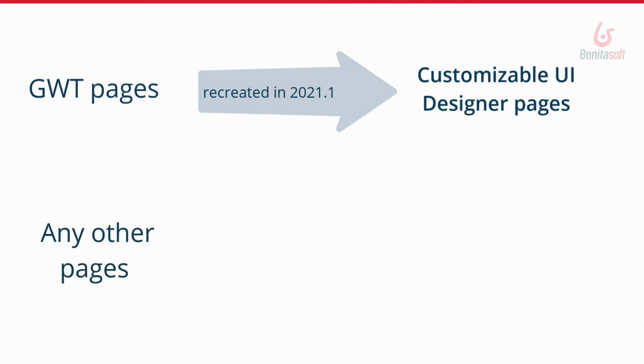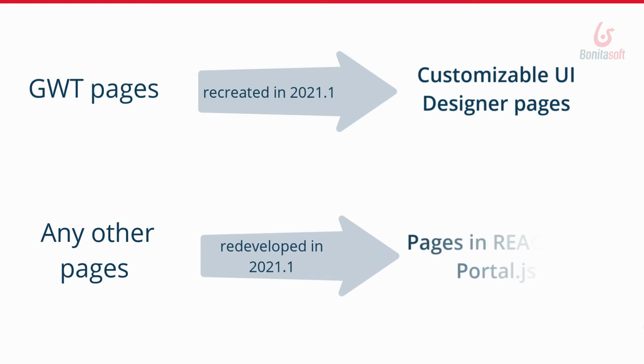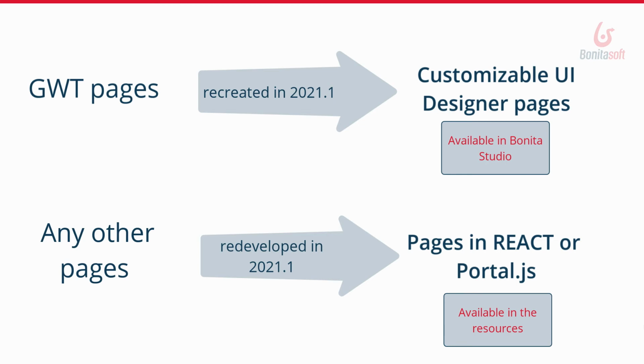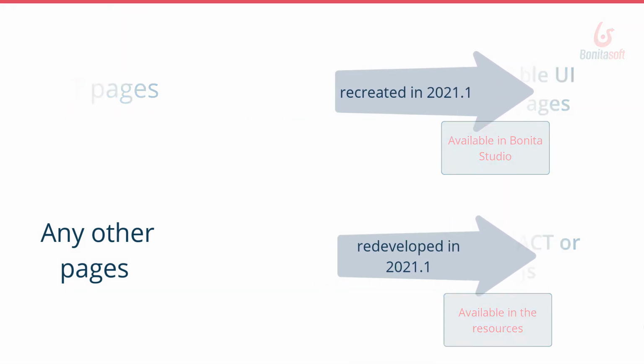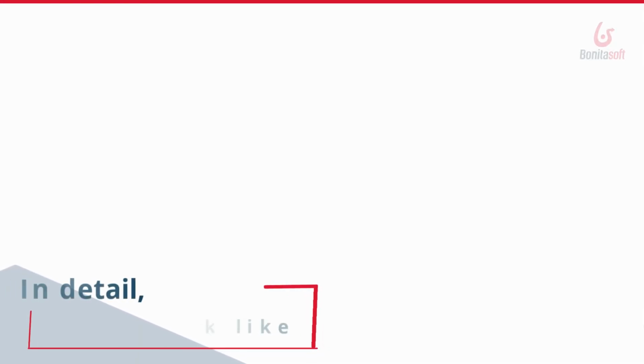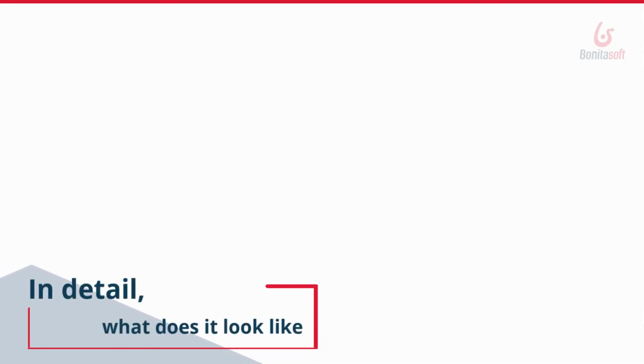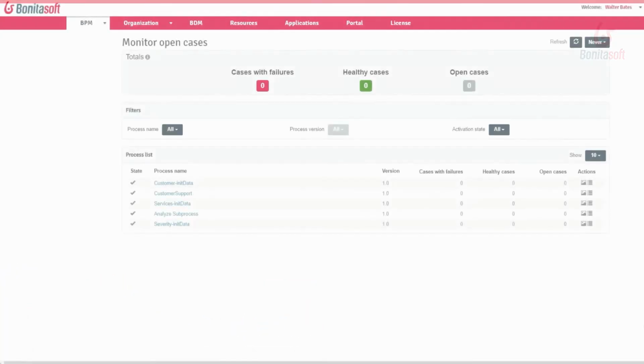Any pages previously created in other ways have been redeveloped in newer technologies like React or Portal.js. These cannot be customized in the UI Designer, and are not available from the project in Bonita Studio, but you can find them in the Resources tab of the application. Now let's look at the changes in more detail.